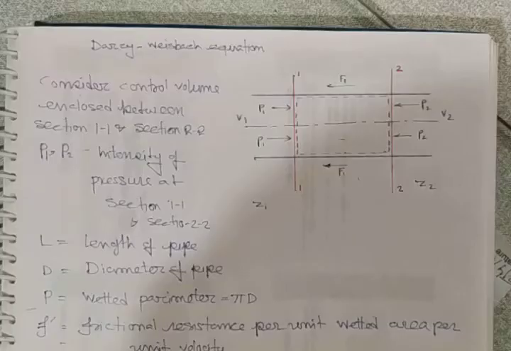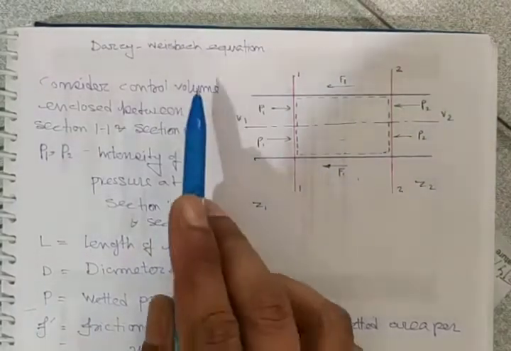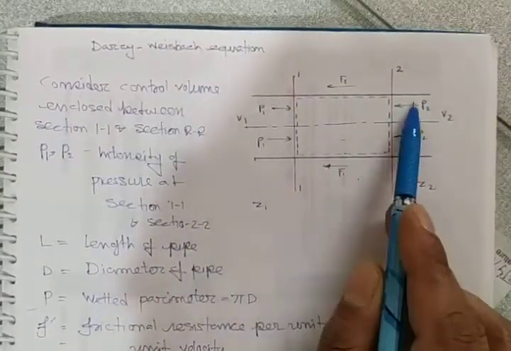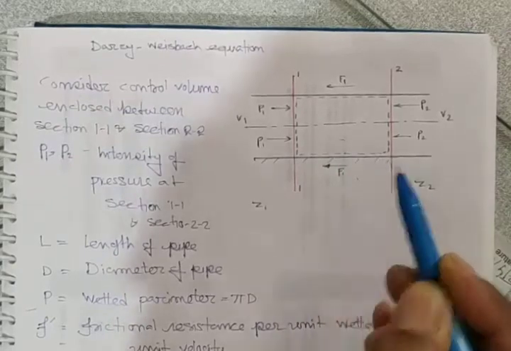Dear students, today we will derive the Darcy-Weisbach equation for a turbulent flow in the pipe. So let's start. Today we'll derive the Darcy-Weisbach equation. Here we are considering one pipe as shown in the figure.